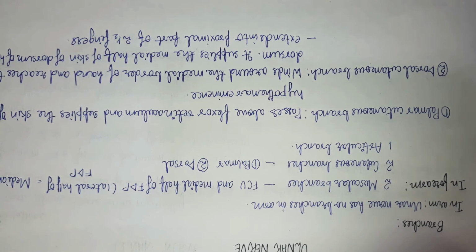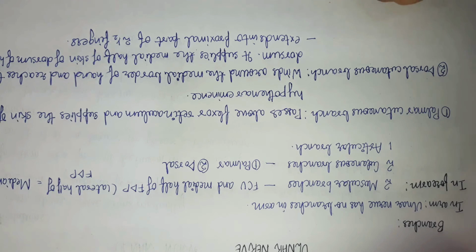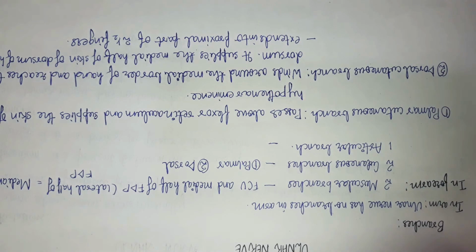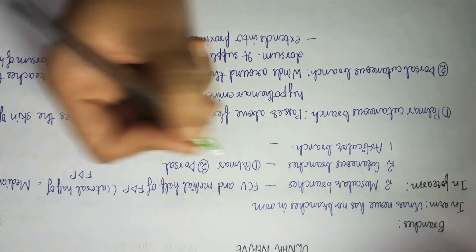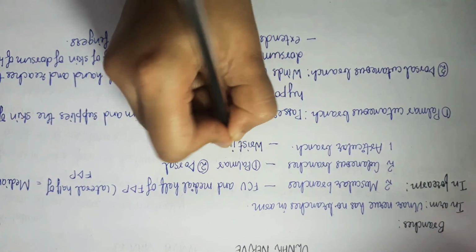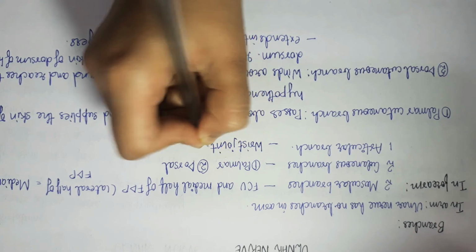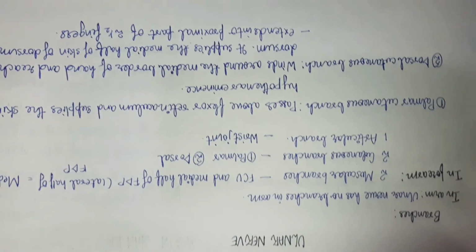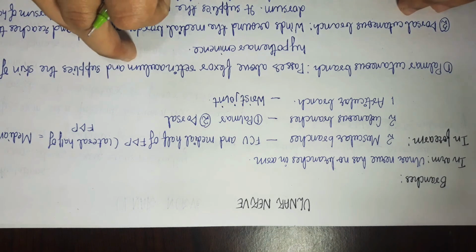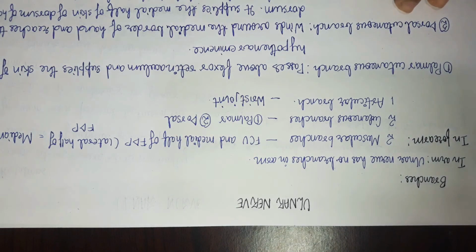Now the last branch, that is the one articular branch. The articular branch in the forearm, the ulnar nerve gives to the wrist joint. So these are the 5 branches of the ulnar nerve which it gives in the forearm. It has no branches in the arm. So let's see with the help of a diagram.